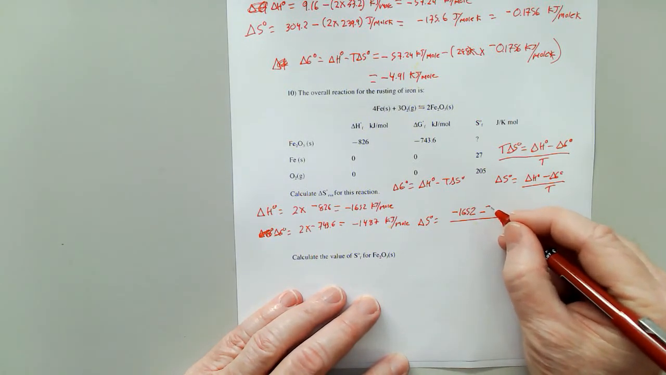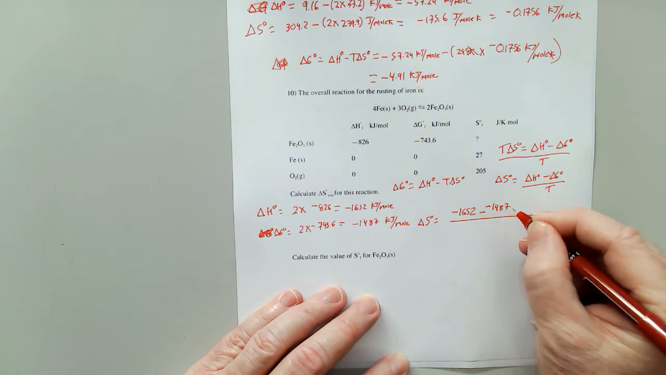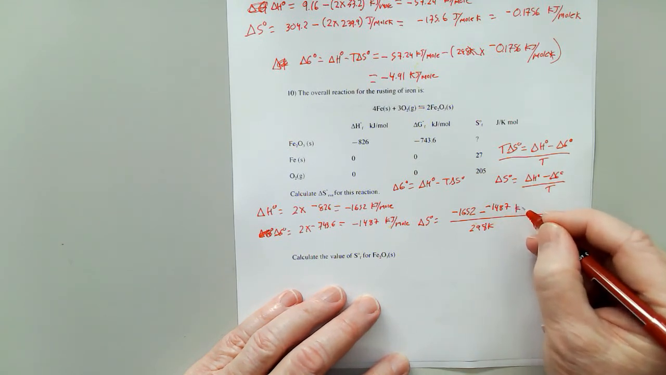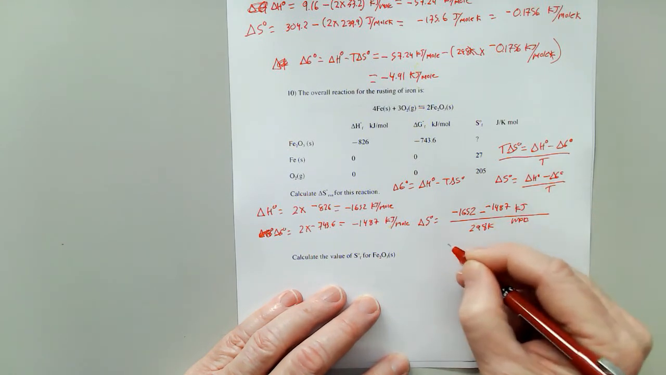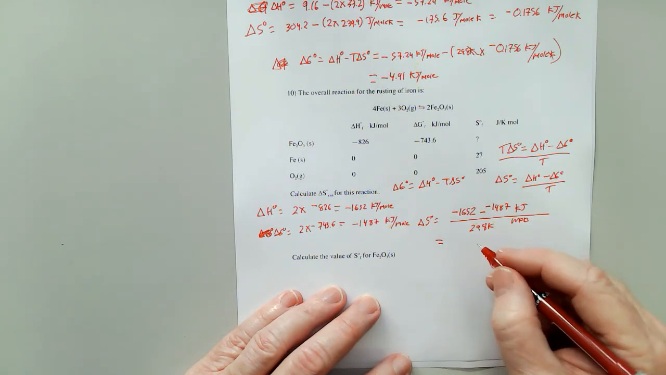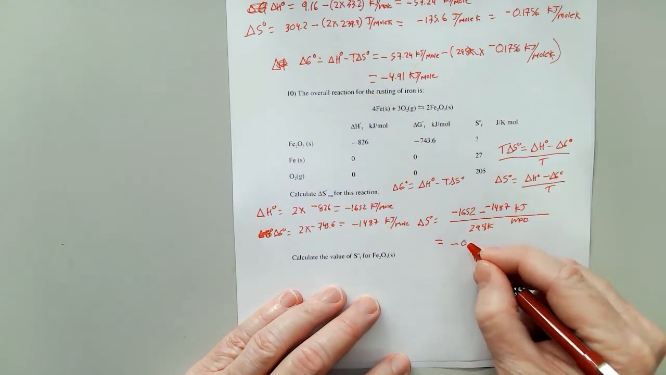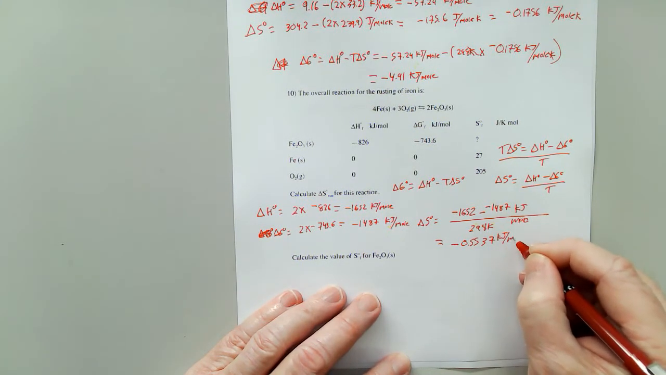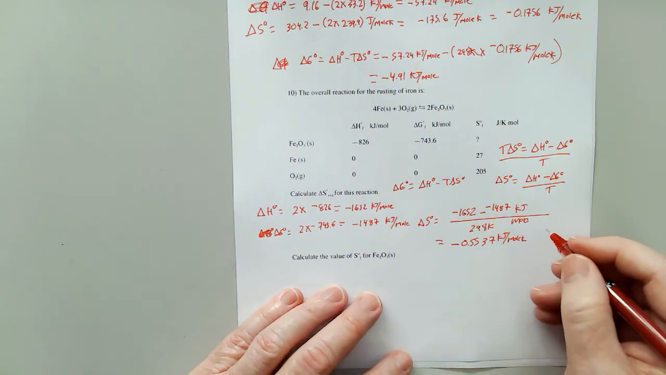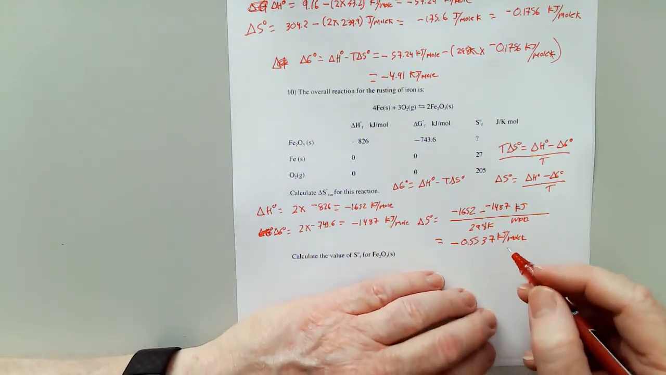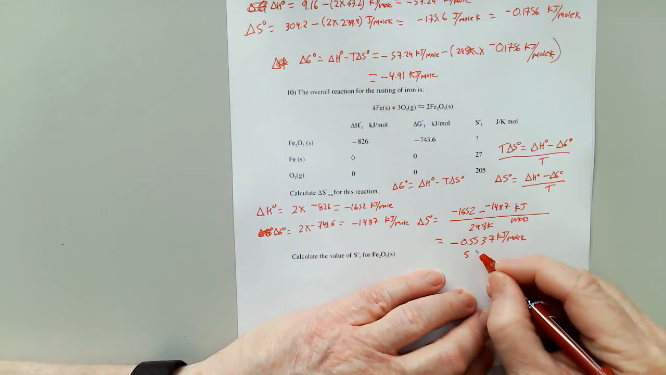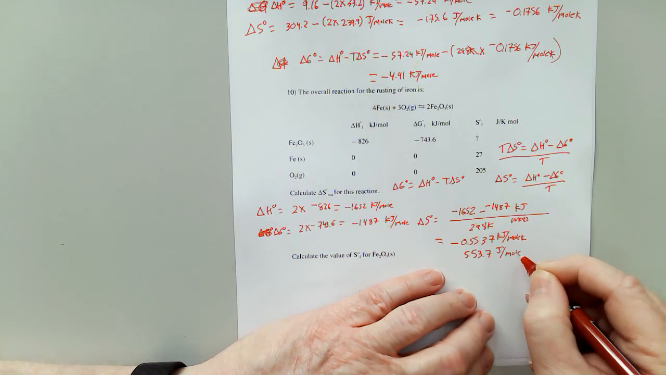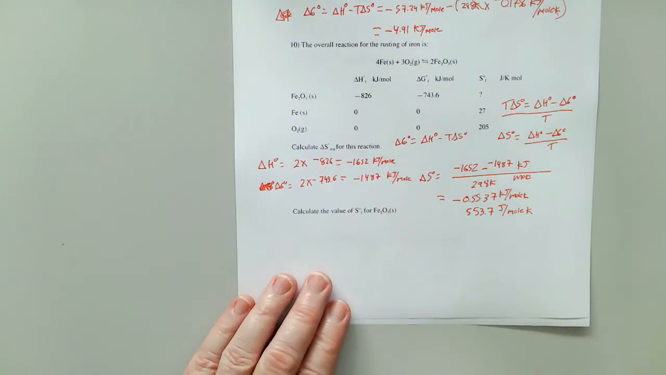So now I can say delta S naught equals, I can plug these values in, negative 1652 minus negative 1487 divided by 298 K, and these were both in kilojoules per mole, and that equals negative 0.5537 kilojoules per mole K, or I would more likely multiply by 1,000 and say 553.7 joules per mole K.